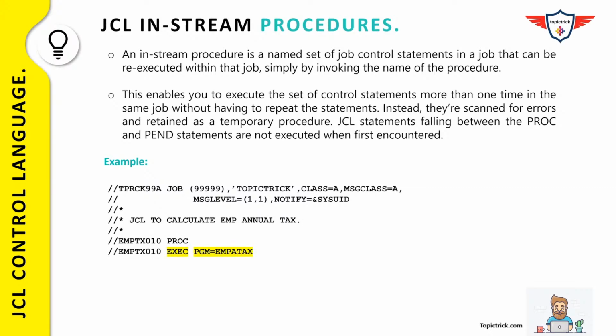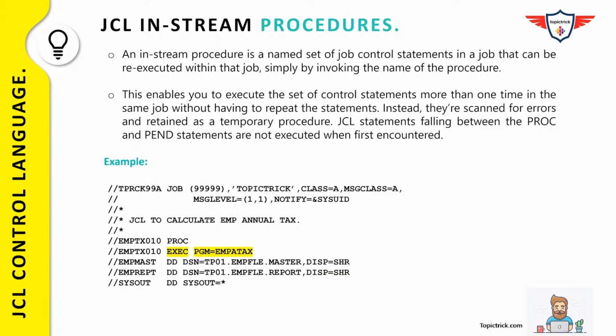Last but not the least, an in-stream procedure should be placed near the beginning of a job stream before an execute statement that refers to it. Now, before looking into the example, here's a question for you. And the deal is that you have to write the correct answer in the comment section. So the question is, what is the maximum number of in-stream procedures you can write in a single job? And I'll let you know the correct answer after discussing the following example.